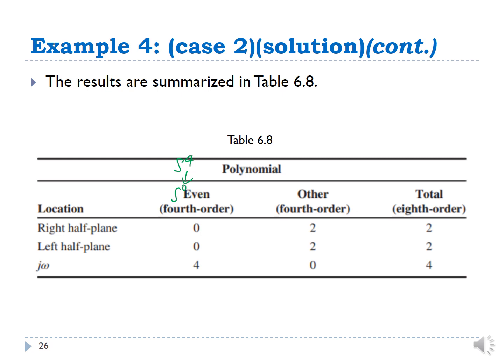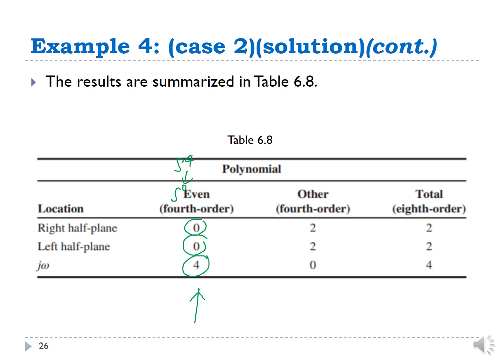Therefore, the even polynomial does not have right half plane poles. Since there are no right half plane poles, no left half plane poles are present either, because of the requirement for symmetry. Hence, the polynomial P(s) must have all 4 of its poles on the imaginary or j omega axis. The results are summarized in the first column, or even column, of table 6.8.